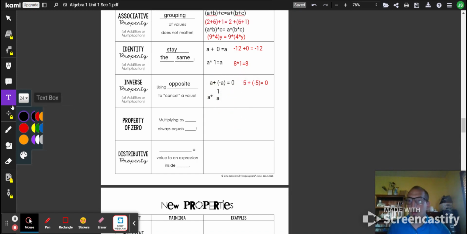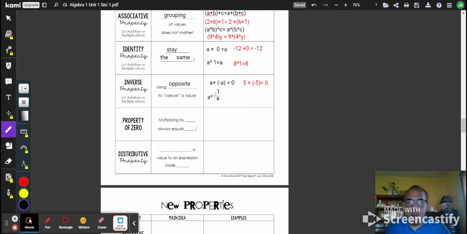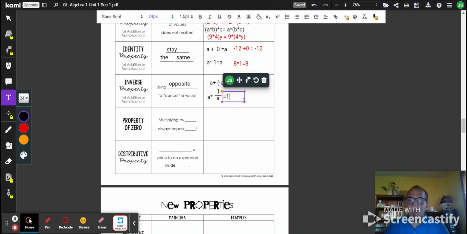And let me make a little line to say that this is a fraction. 1 over A. That was a very straight line, guys. You should be very impressed by me. And that equals 1, right? A times 1 over A equals 1.